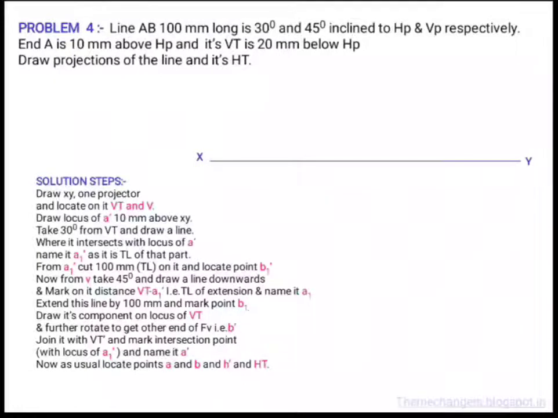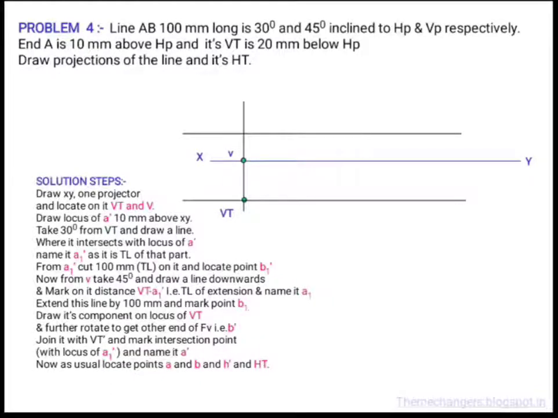Start from the XY line. At a convenient position we can draw the vertical projector, and the location of VT is given as 20 millimeter below the horizontal plane. So 20 millimeter below the XY line, I can draw the locus line and get this point VT. This vertical projector intersects XY at point V. Point A dash will be 10 millimeter above the XY line, so this line, 10 millimeter above the XY line, will be the locus line for A dash.